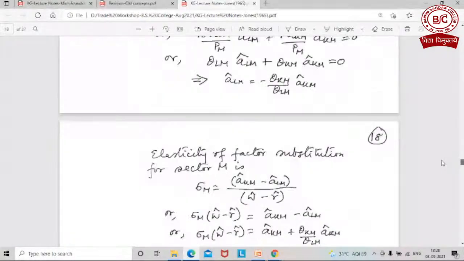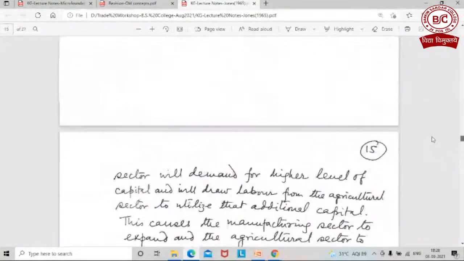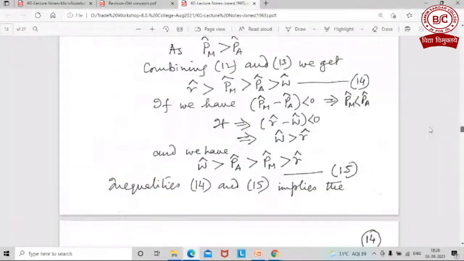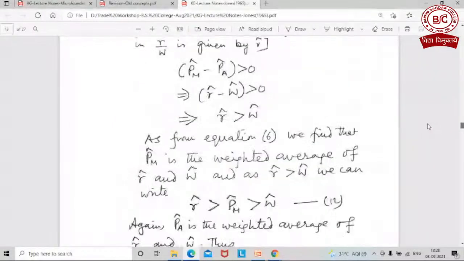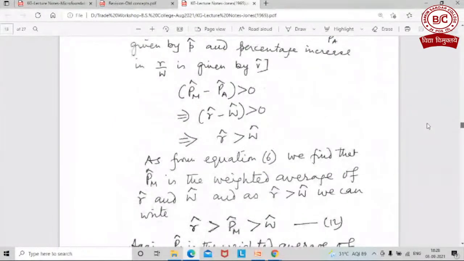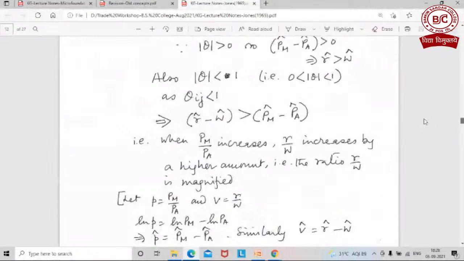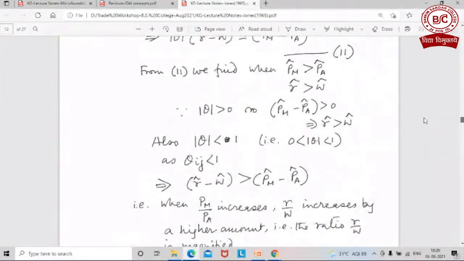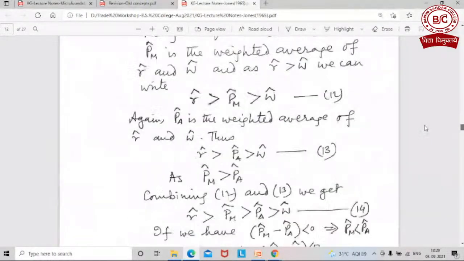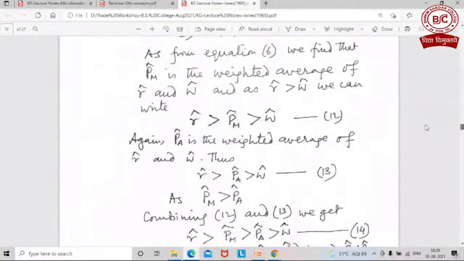Which one do you mean? The price magnification. Yes, but which part? This one? How did you construct that inequality, W greater than PY? Oh, this inequality. How could we say that? R hat greater than PM hat greater than W hat. Is it okay to you? Because PM hat is the weighted average of R hat and W hat.